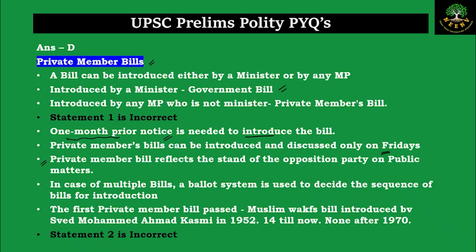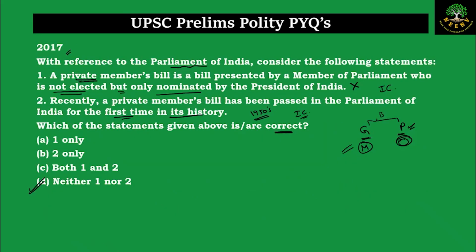And in case there are multiple private bills which are to be introduced, a ballot system will be used so that the sequence of the bills for the introduction can be decided. And coming to statement number 2, that a private bill was passed for the first time in recent history.